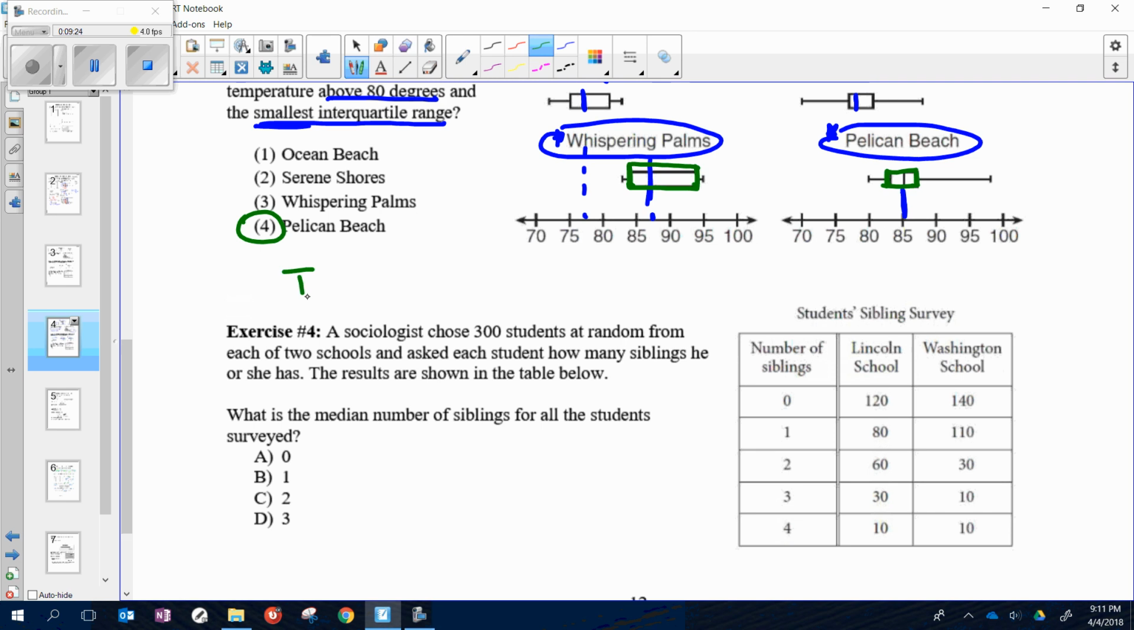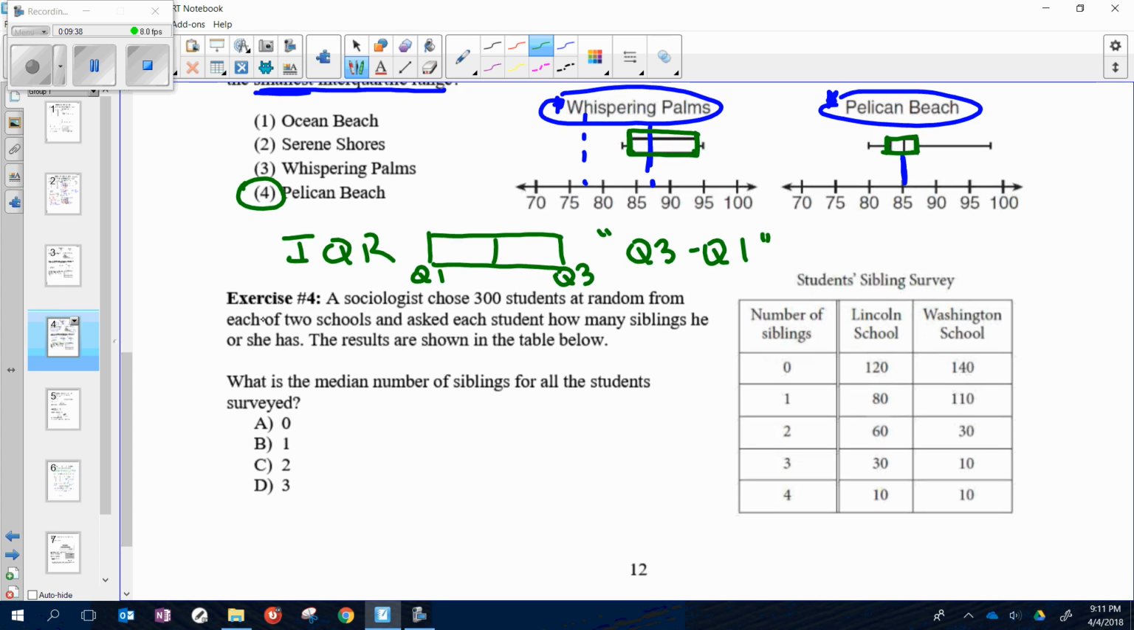So remember, IQR takes you from one edge of the box to the other, because this would be Q1 and this would be Q3, and it's Q3 minus Q1. Exercise 4. A sociologist chose 300 students at random from each of two schools and asked each student how many siblings he or she has. The result is shown in the table. What's the median number of siblings for all the students surveyed?